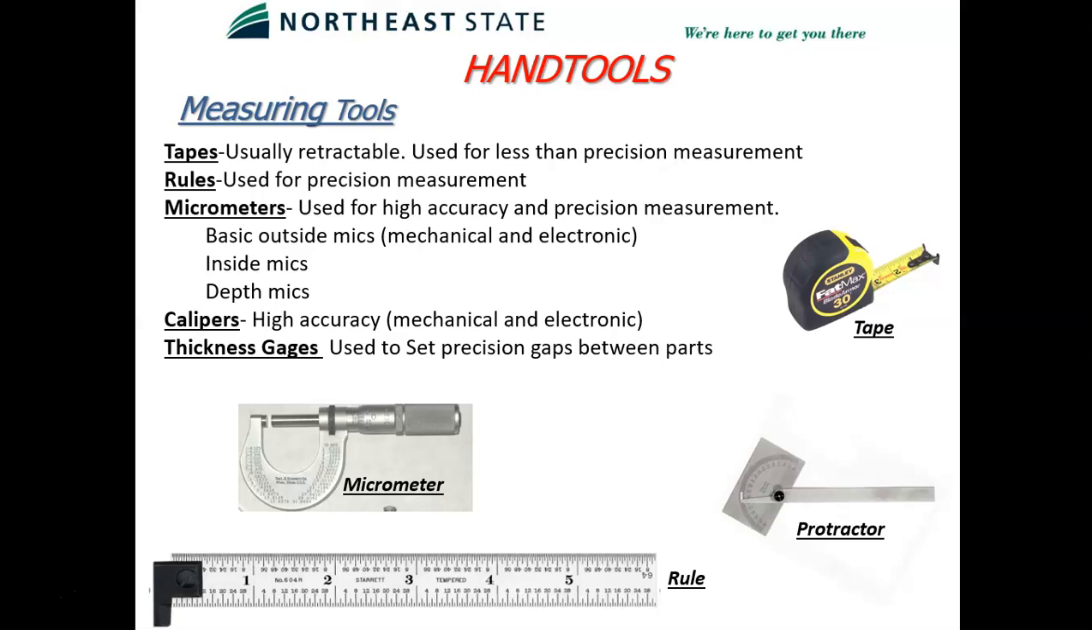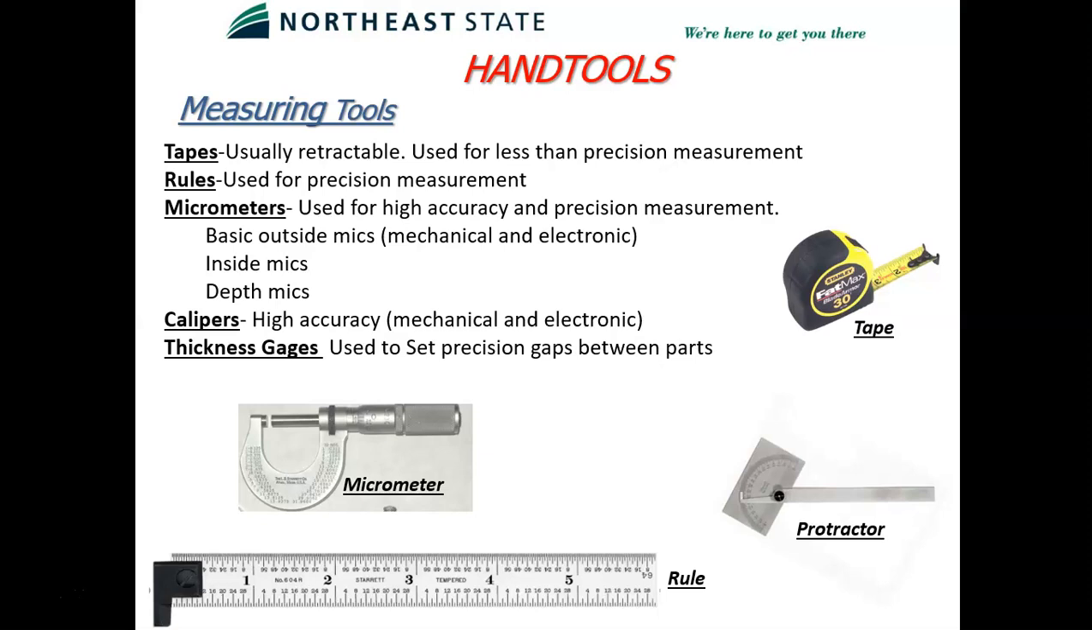If you need to measure even more precisely than a 64th, we get into micrometers and calipers. A micrometer is a horseshoe-shaped device, and it measures in 1 inch increments. So that one's 0 to 1. If you need to measure from 1 to 2, you need to get a different micrometer. You've got a protractor listed off to the right there. That's to measure and detect angles.